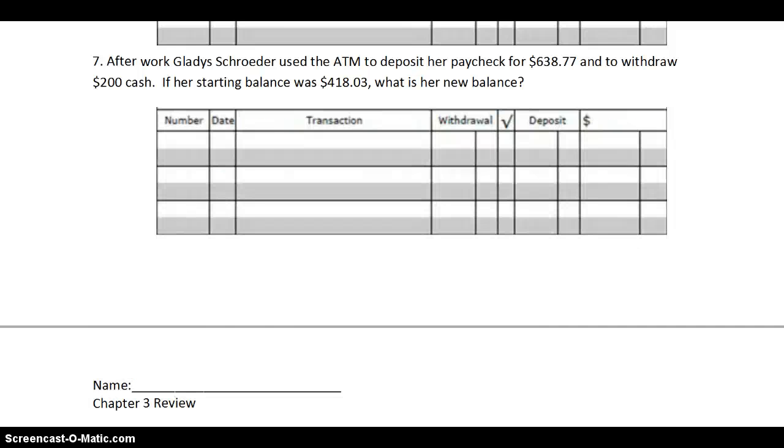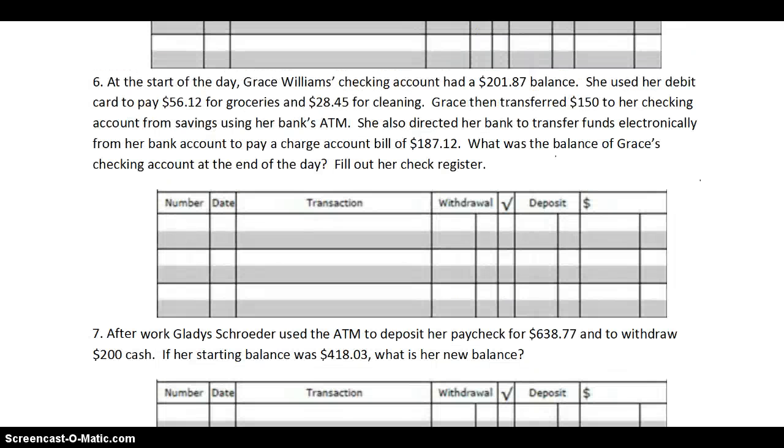Okay. Oh, I skipped one. There we go. At the start of the day, Grace Williams' checking account had a $201.87 balance. She used her debit card. Let's just make up a day. I guess we'll go August 4th. That's when we started this adventure, right? She used her debit card to pay for groceries of $56.12. So 201.87 minus $56.12, because it's a withdrawal, gives you $145.75.